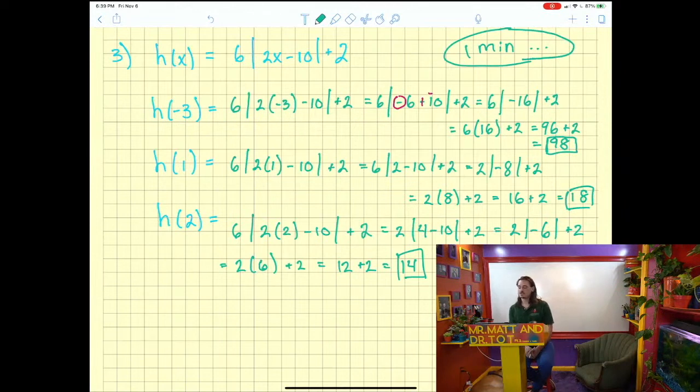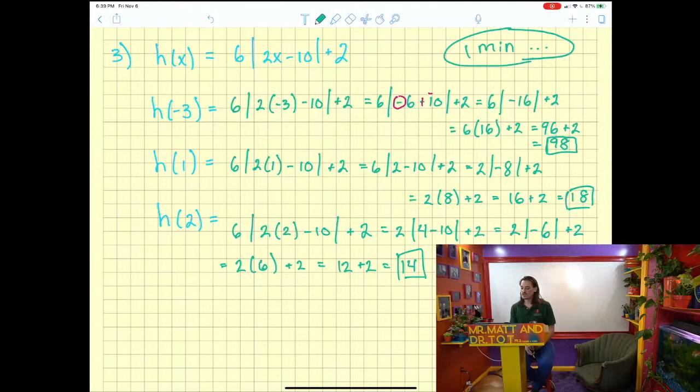So we're going to have 6 times the absolute value of negative 16 plus 2. The absolute value of negative 16 is just positive 16. Positive 16 times 6 is 96. 96 plus 2 will be 98.